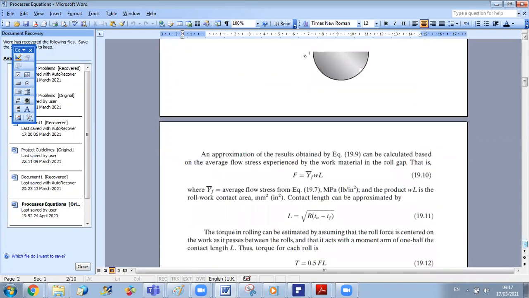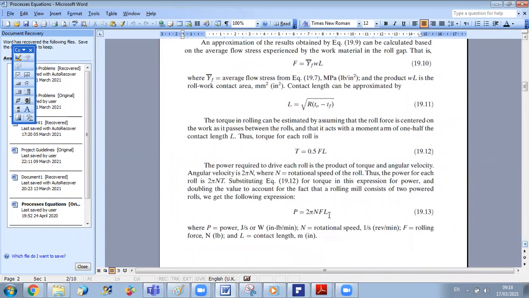So the force per roll is equal to the average flow stress times the contact area. The contact area is W, the width, times L. L is calculated by approximation as the square root of the roll radius times T0 minus T final. And then the torque per roll will be 0.5 FL. And the power for the two rolls will be 2 pi n FL. So now all I will do is to apply these formulas in this problem. Okay?